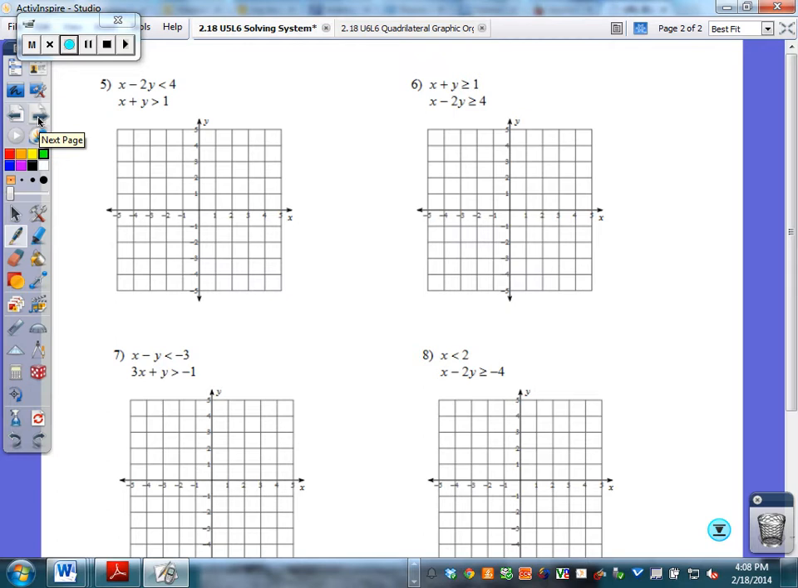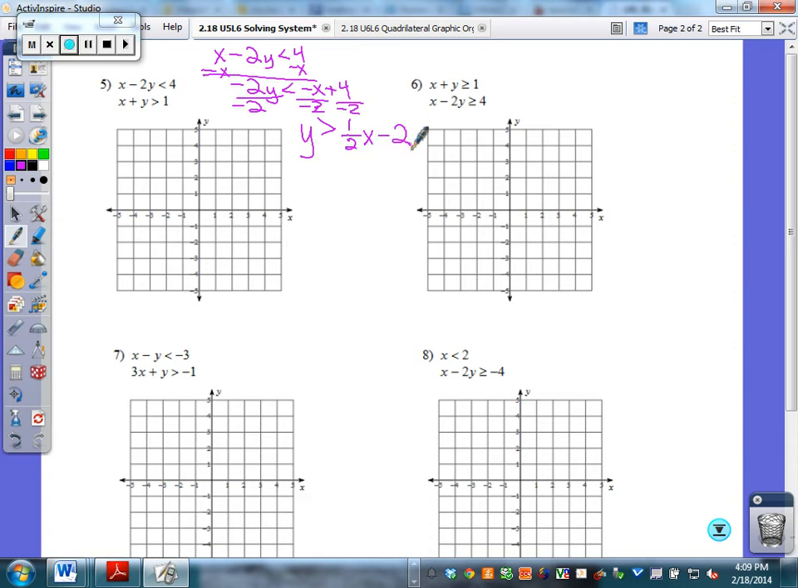All right, number 5. The best way to do this is to place both of them in slope-intercept form. So we rewrite the first one. We have x minus 2y is less than 4. I'm going to subtract the x from both sides. So we have negative 2y is less than negative x plus 4. Divide the negative 2 by all 3 terms. And so we have y is greater than, because we change it since we divided by a negative. The negative divided by a negative is positive, so we have 1 over 2x. 4 divided by negative 2 is negative 2.